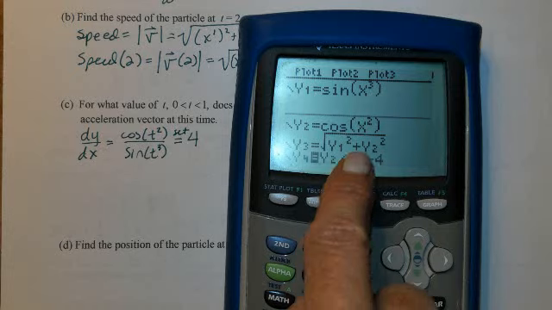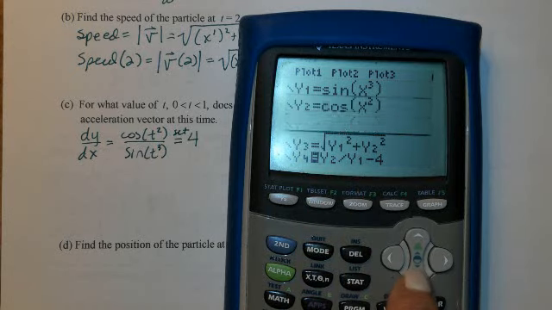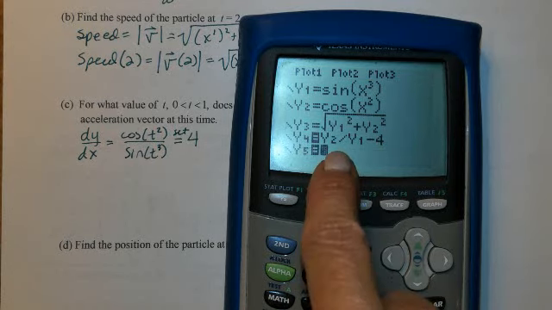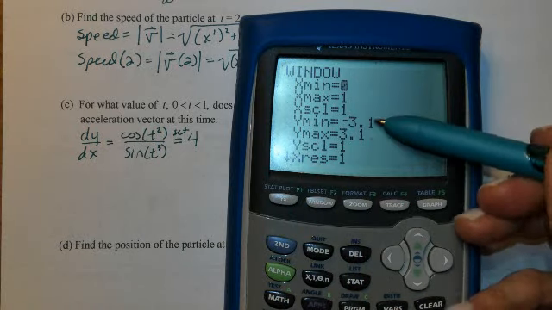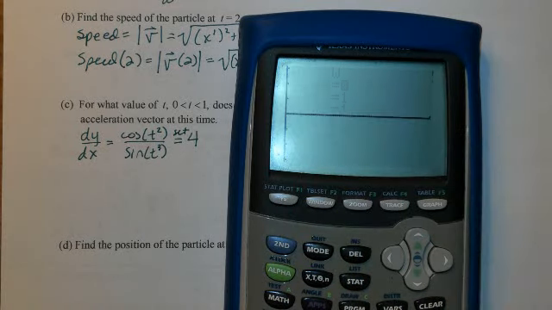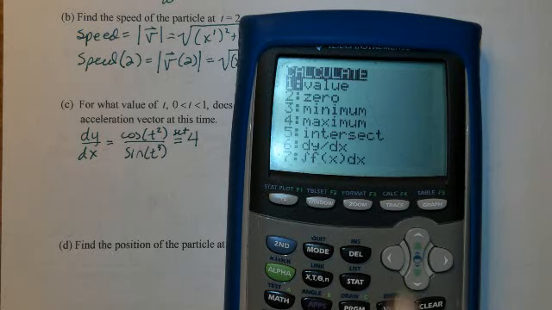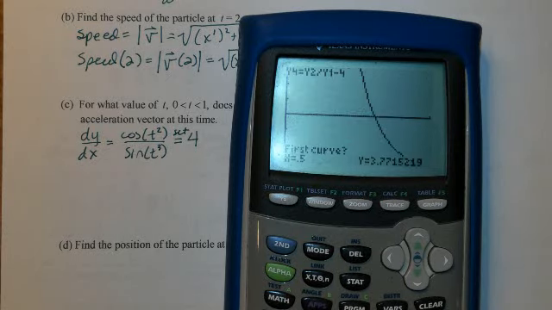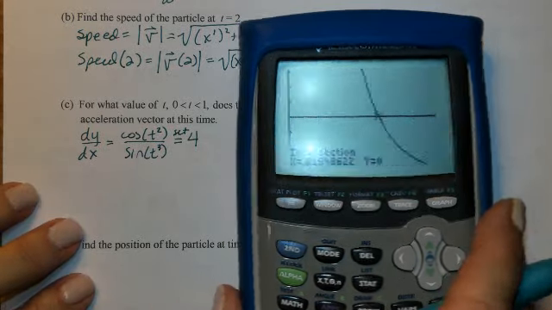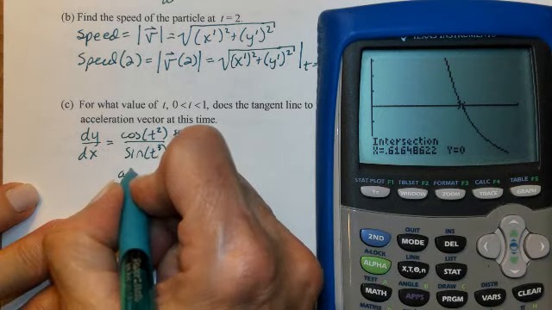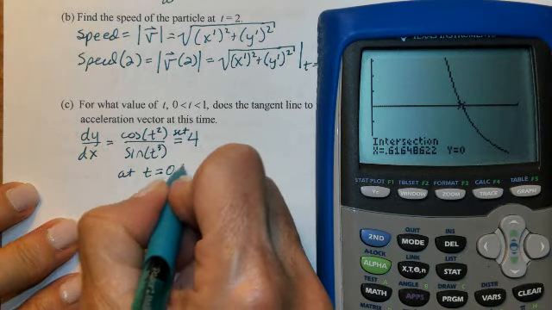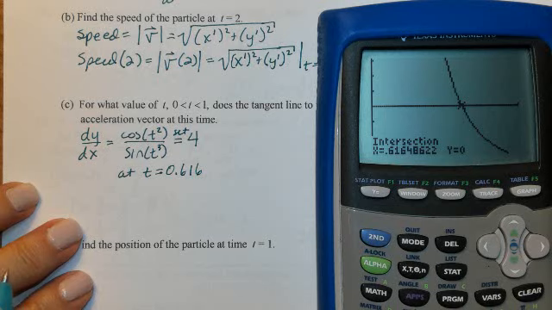Since I'm only looking for where this y sub 4 crosses the x-axis, I can just make sure I have 0 in between my y's, and I know I'll be good. So I'm only seeing between 0 and 1. And there it is. Second Calc 5. Enter, enter, enter. And that's the time. The time is 0.616, right?